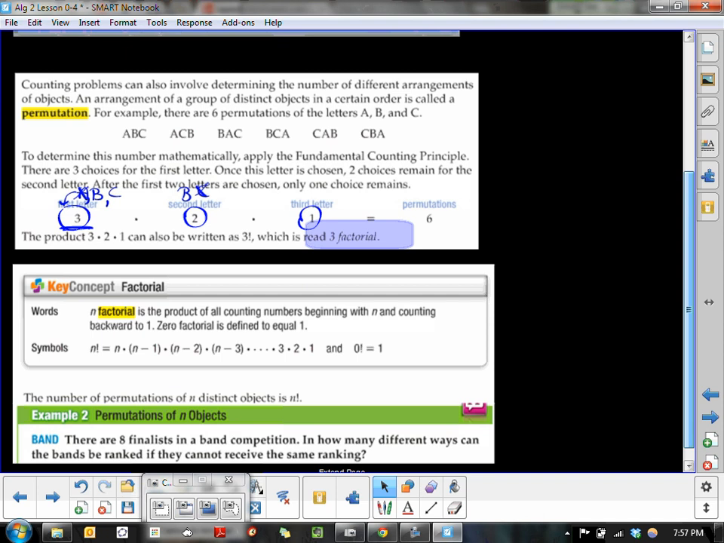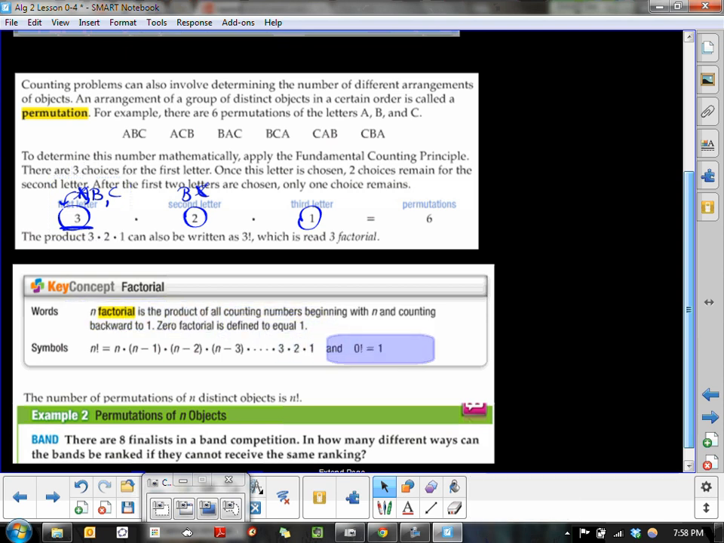So in words, a factorial is the product of all the counting numbers. Counting numbers are whole numbers like 1, 2, 3, 4, 5, 6, 7, 8, no decimals, no fractions, that begin with n and count backwards to 1. So we started with 3, counted backwards, 2, 1, and then you stop. You don't go to 0. They do have 0 factorial defined to be 1.